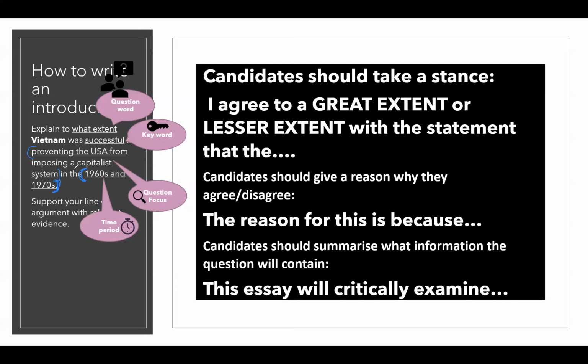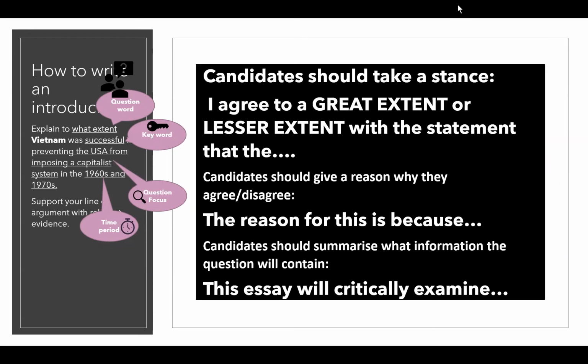You can't necessarily speak about stuff that happened in the 1950s, and you can't speak about stuff that happens in the 1980s. You need to support your line of argument with relevant evidence, which you will see in any type of question. So what do you need to do? Firstly, you need to take a stance. So you're going to write, I agree to a great extent or a lesser extent with the statement that the.